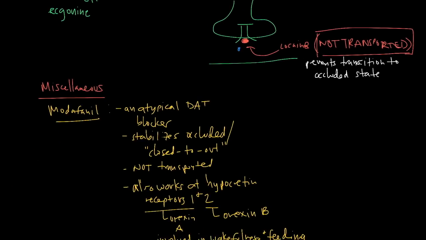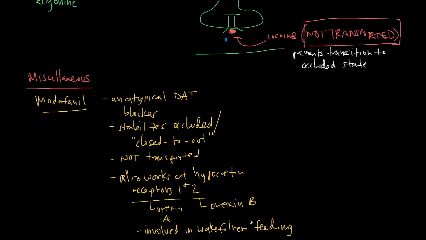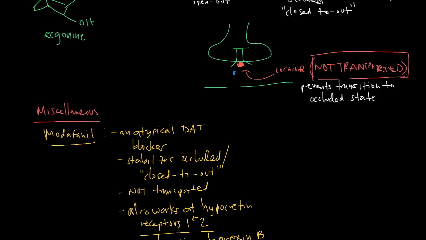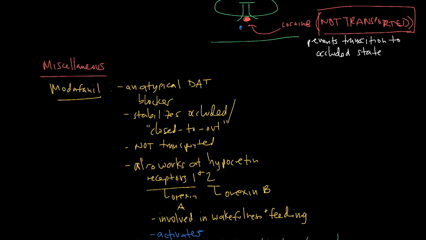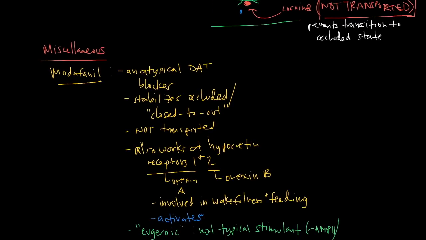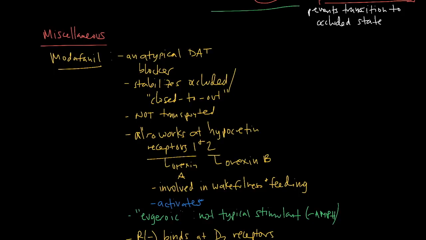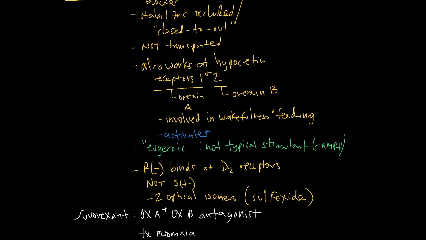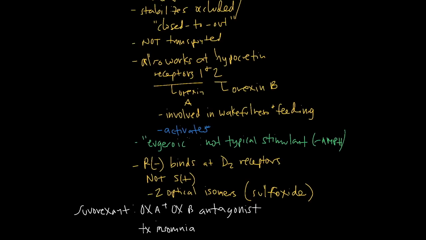Modafinil is an atypical dopamine transporter blocker that stabilizes the occluded, or closed-out, conformation. So while cocaine stabilizes the open-out conformation, modafinil stabilizes the occluded, or closed-out, conformation. Neither are transported into the neuron. Modafinil also works at hypocretin receptors, namely 1 and 2, namely orexin A and orexin B, and it activates these receptors to promote wakefulness and feeding. It's also termed a eugeroic compound, meaning it's not a typical amphetamine-like stimulant. The R isomer of modafinil binds at dopamine 2 receptors, but not the S plus isomer. You can find these isomers at the sulfoxide group.